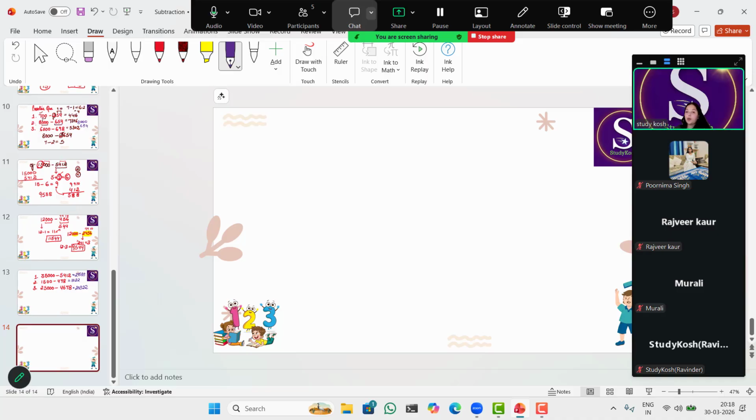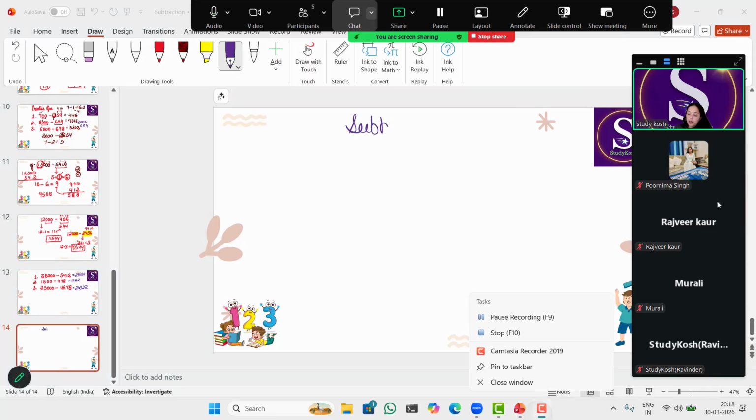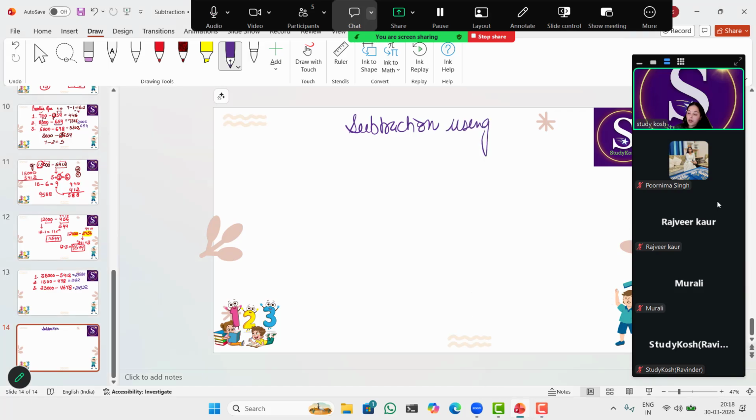Purnima, the complement of 7 is 3. And if I say 5, the complement of 5 is 5. If I say 4, the complement of 4 is 6. And they are vice versa. The complement of 6 is 4. The complement of 9 is 1. The complement of 3 is 7. Likewise. So we'll use the complement method and we can solve any question by using this method.